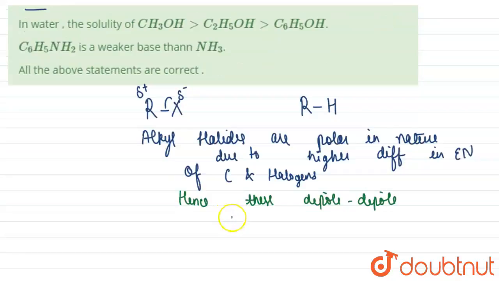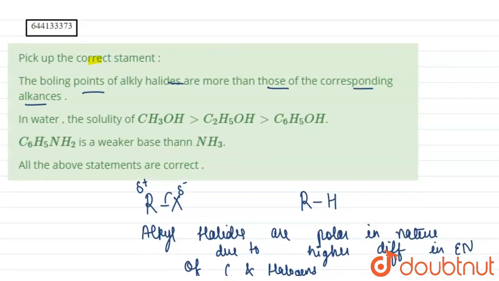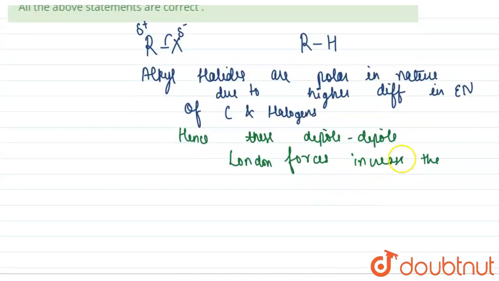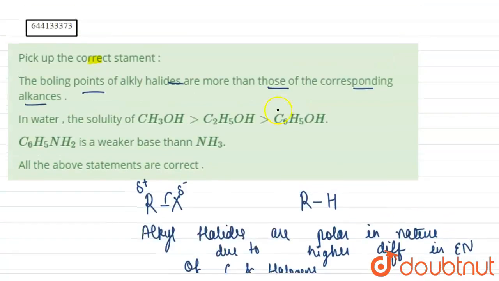Hence these dipole forces, or we can say London forces, increase the boiling point of alkyl halides, while in alkanes the carbon and hydrogen have similar electronegativity, so no dipole-dipole forces there. So the first statement is correct.